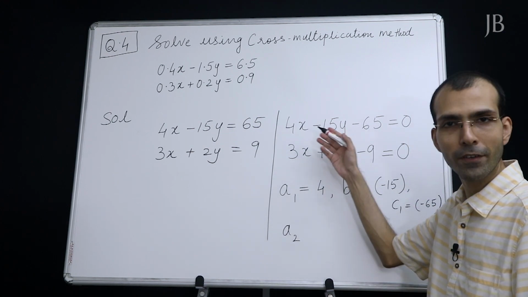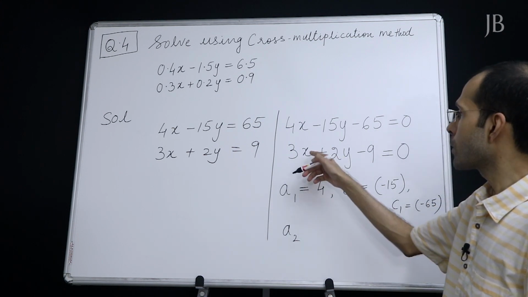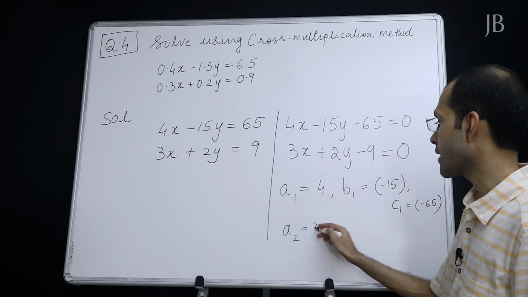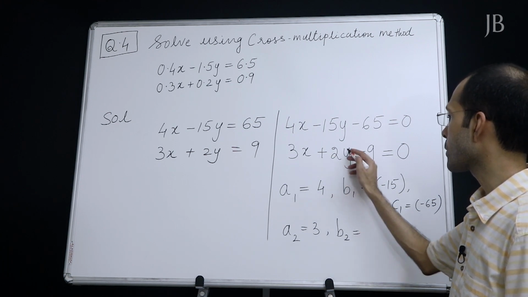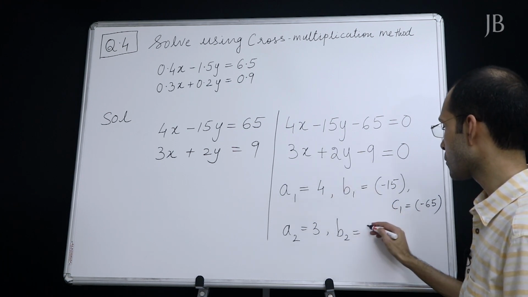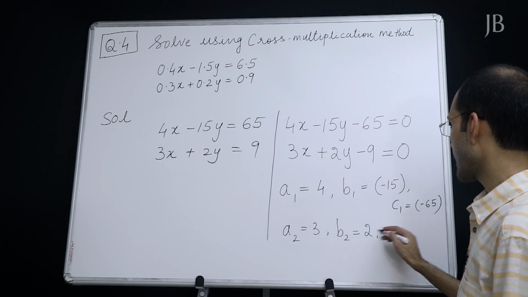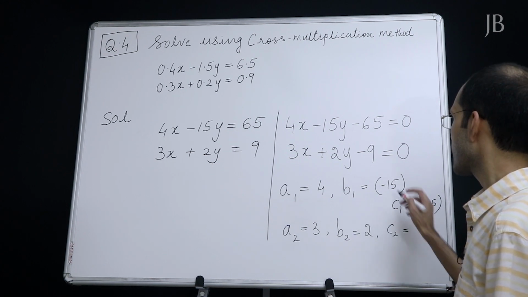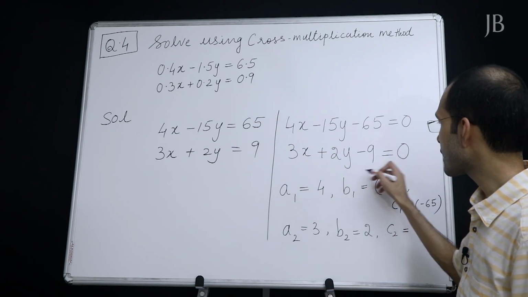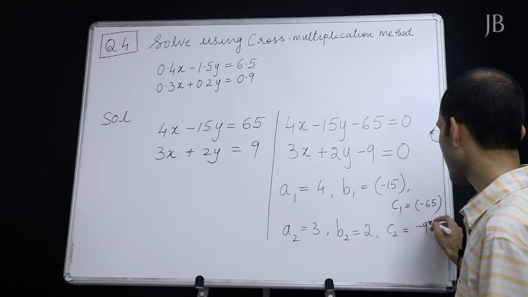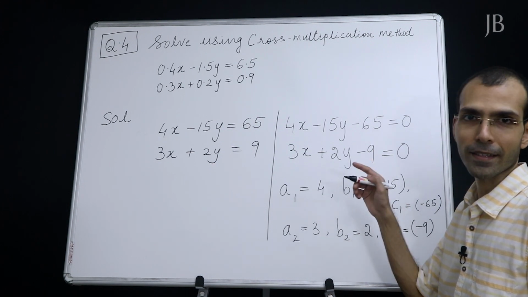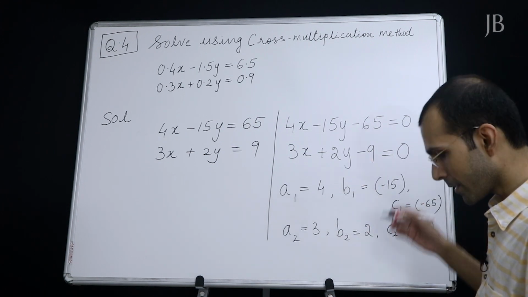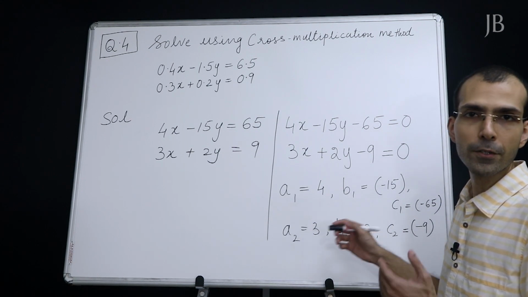Then a2. a2 means we have to refer to the second equation. Coefficient of x, that is 3. So a2 will be 3. b2 would be the coefficient of y, that is positive 2. So we will write this as 2. And then c2. c2 is the constant term, that is minus 9 and not 9. c2 is minus 9. So we have identified a1, b1, c1, a2, b2, c2.